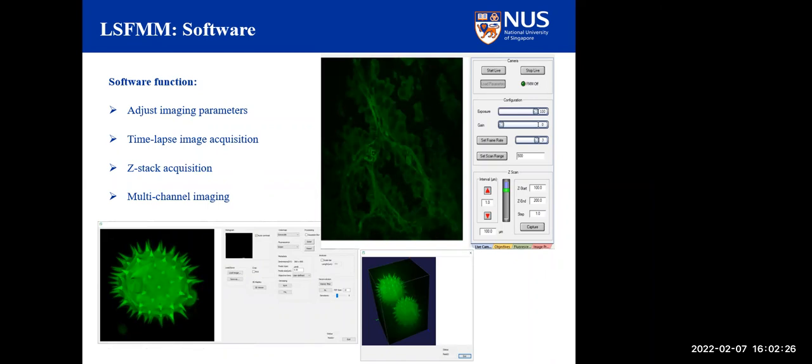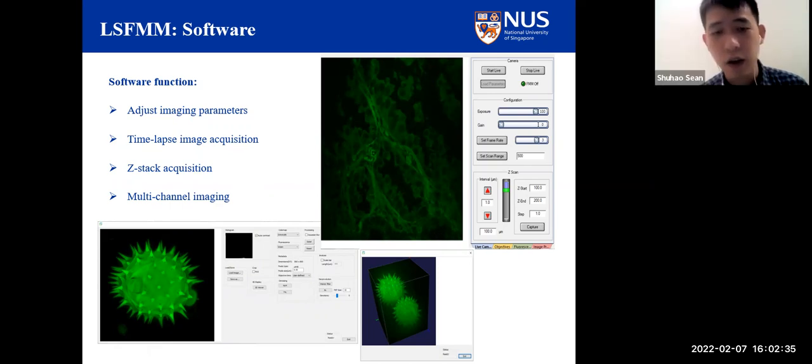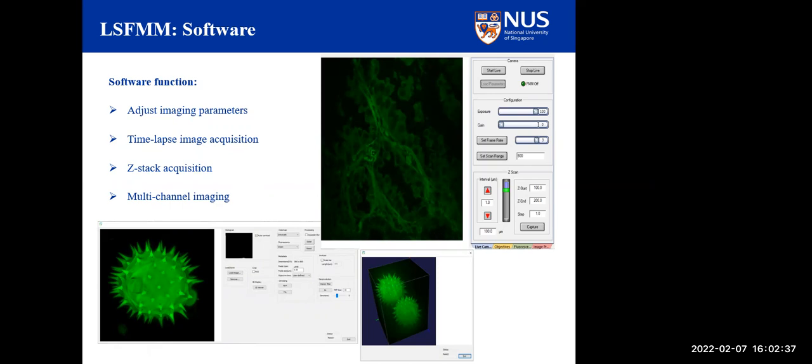I see. So in general, the images that you'll be generating are compatible to be used with Imaris or with ImageJ, that sort of thing. Yeah. Okay, thank you.